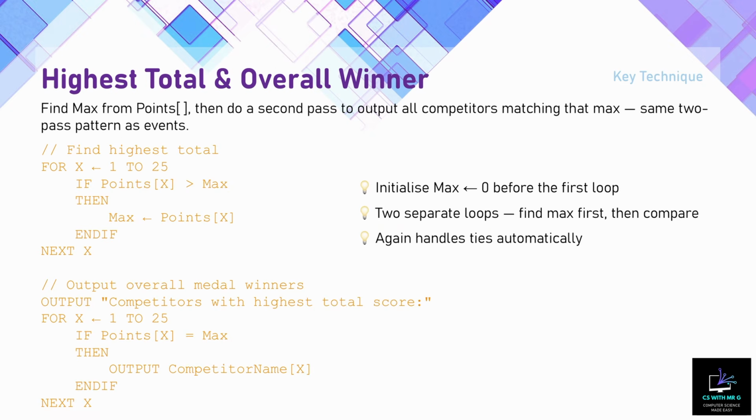To find the highest total, we simply need a count controlled loop that will loop 25 times. We can see here 1 to 25 again. We don't need to nest this time. We are just finding the maximum points. So remember, X being 1 on the first run, that will check Ali's points, compare it to max, which we set to 0 at the beginning. That way we know somebody's going to have the maximum points.